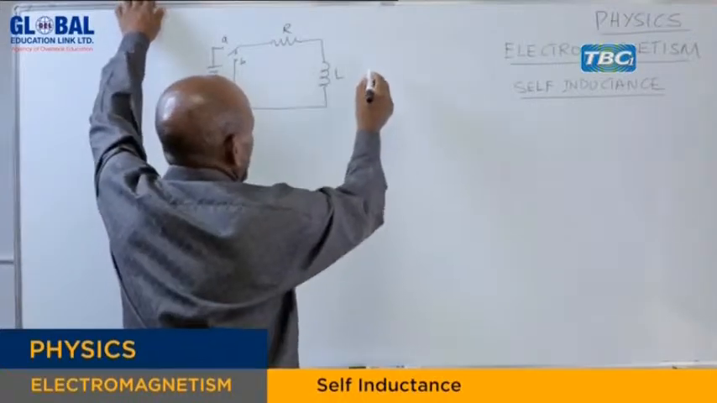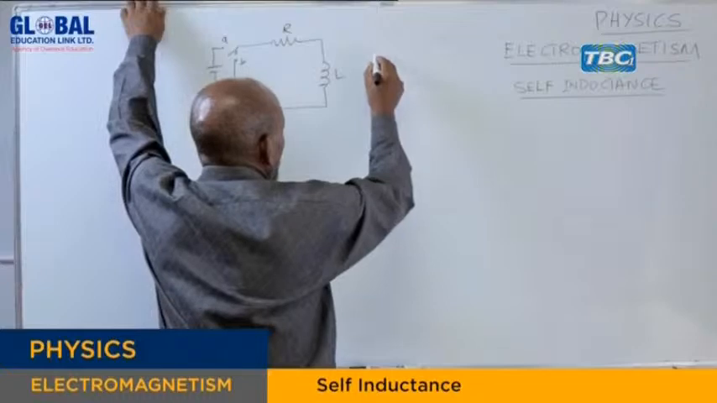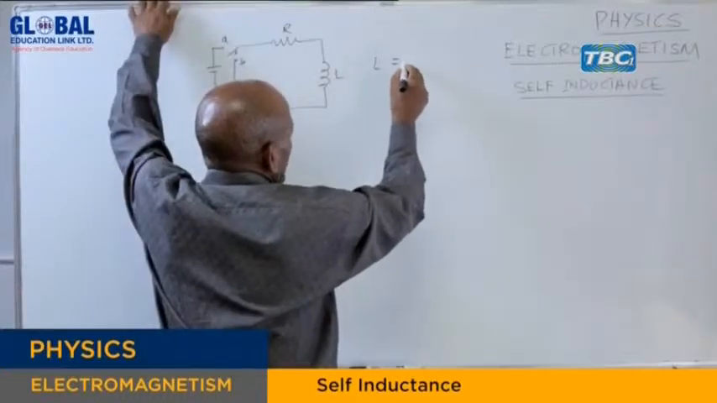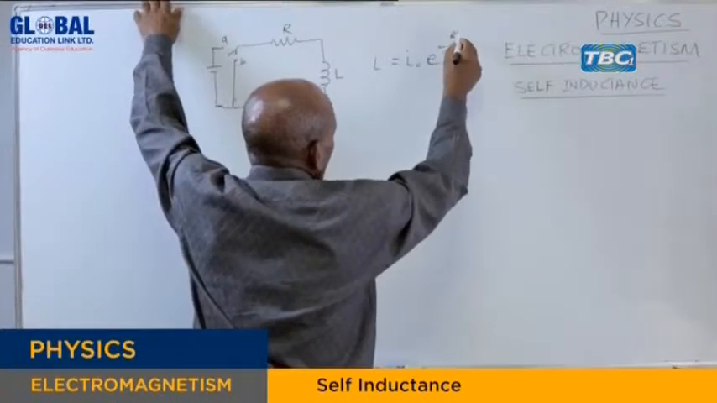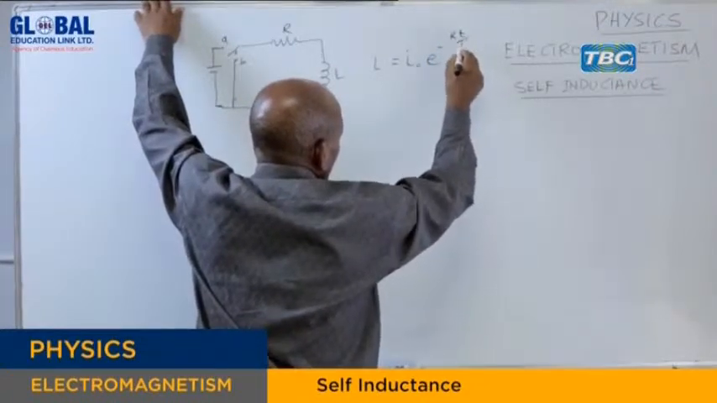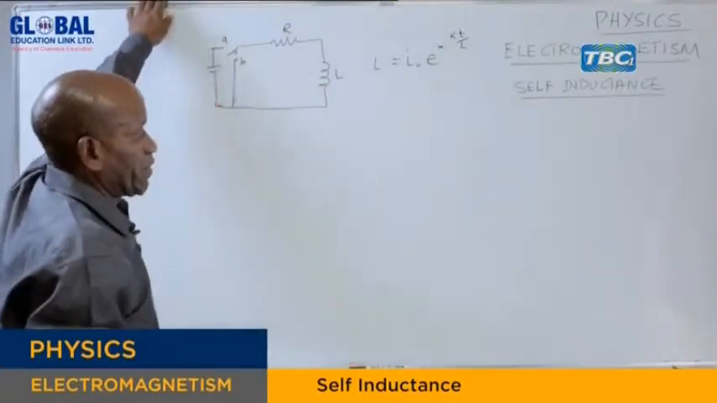such that when the switch is closed at B, we'll be able to find that the actual final current I will be equal to I naught e to the power RT over L. So we'll end up having that particular expression.